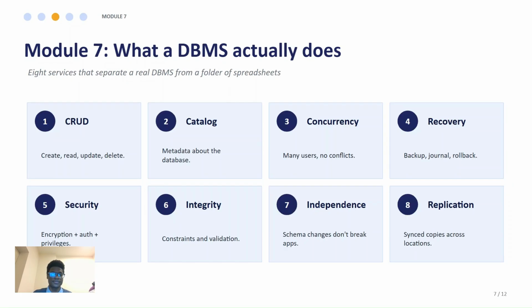Now, Module 7. This is the first part we have to talk about, which is CRUD: create, read, update, and delete. Second is the catalog, which is your metadata about the database, basically the data about the data. Third, concurrency: many users, no conflict.